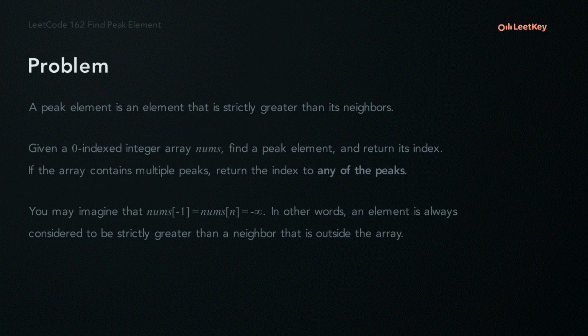You may imagine that the minus one element of nums is equal to the nth element of nums, which is equal to minus infinity. In other words, an element is always considered to be strictly greater than a neighbor that is outside of the array. You must write an algorithm that runs in O(log n) time.